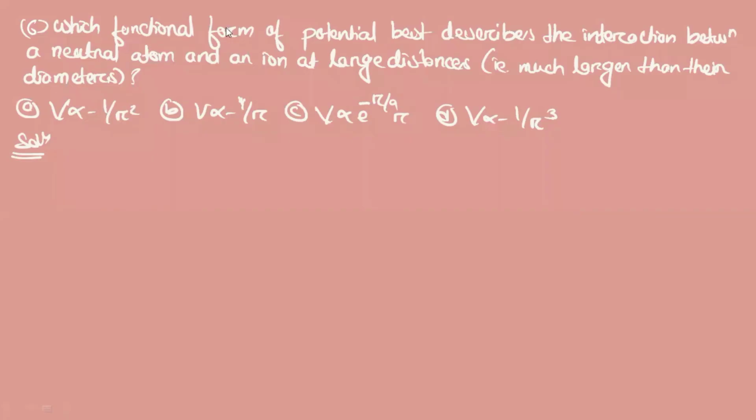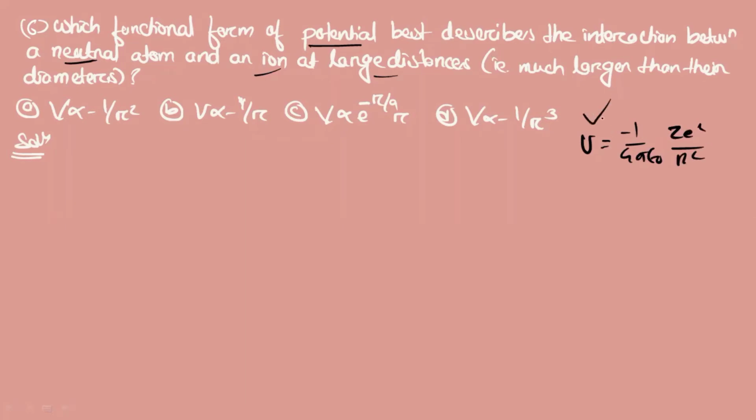So here what is it said, which functional form of potential best describes the interaction between a neutral atom and an ion at large distances, that is much larger than their diameter. You will have to say the functional form of potential which is best describing the interaction between what? Neutral atom and ion. So for this you can directly see the potential energy U, if you can write a formula for infinite distance r from the nucleus, it is equal to the work done in removing the electron from r. Okay, so if we write U is equal to what? Minus 1 by 4 pi epsilon naught Z square by r square.